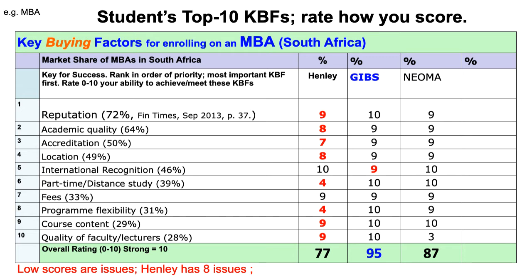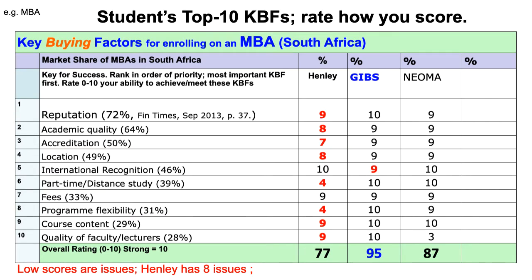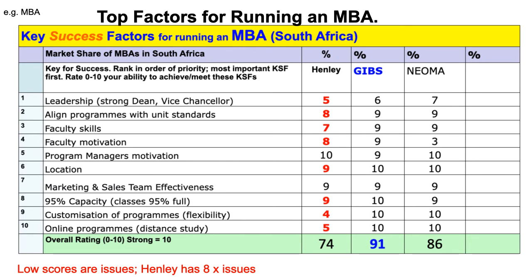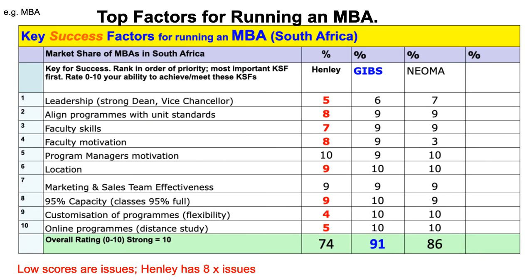And so the next slide, we're going to call something else. We're going to call the key success factors. Now, what are key success factors? And the case study here is an MBA again. So here we know what customers want. And on this slide, we're going to say, how do we deliver on those top 10 key buying factors? And there again, we list in order of priority, what do we need to do to deliver on these key buying factors? And here we can see we need to do 10 things in order of priority to deliver the key buying factors.